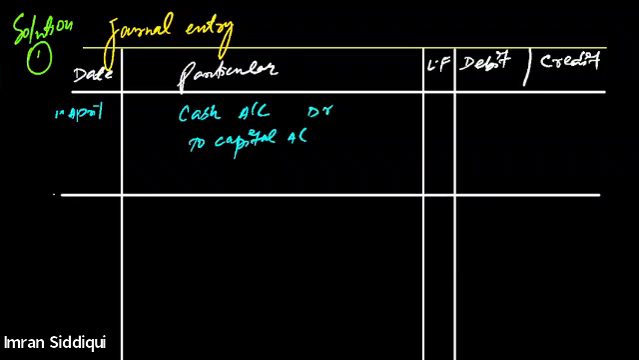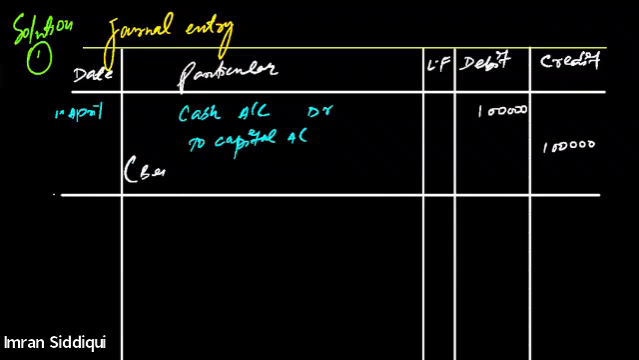On the debit side we have 1 lakh, and on the credit side as well, we will write down 1 lakh. And you can write down the narration as: being business started with cash. This will be the narration of this transaction.